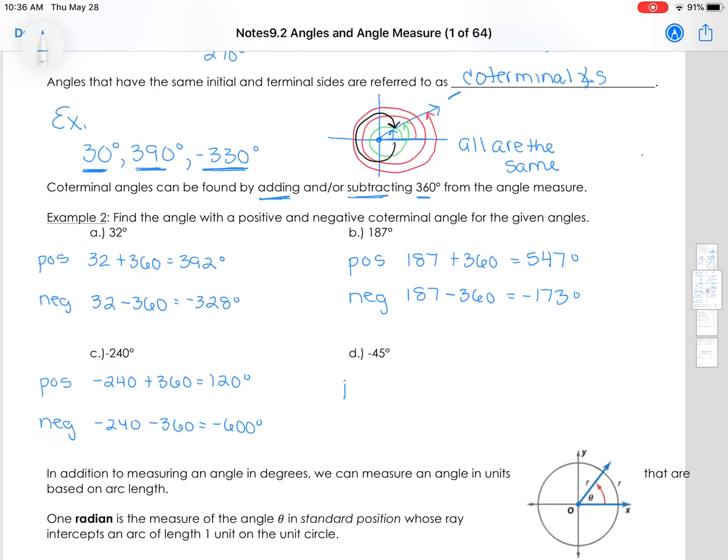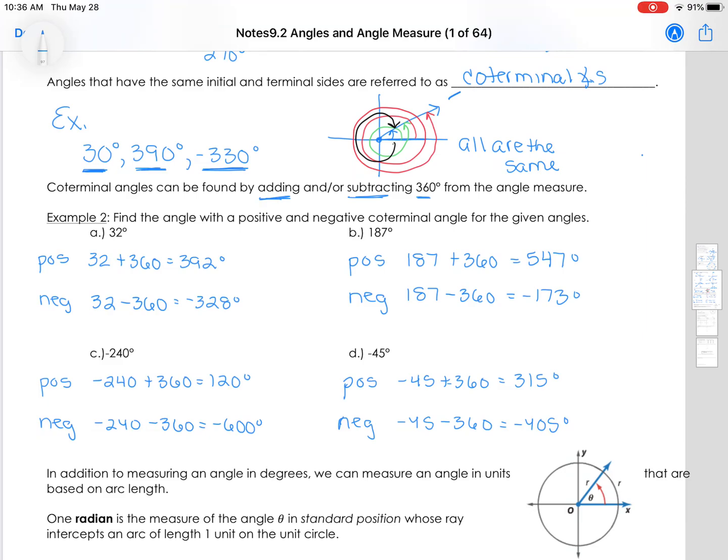For negative 45, we do negative 45 plus 360. And that gets us 315. For the negative, we have negative 45 minus 360, and that gets us negative 405. Now make sure you're continuing. It's degree mode. Everything's degree, so make sure you have a degree symbol. Don't just write a number. You need to make sure that symbol is there.